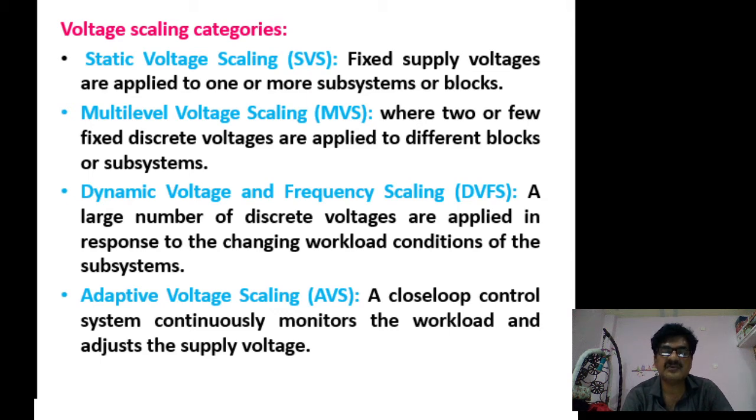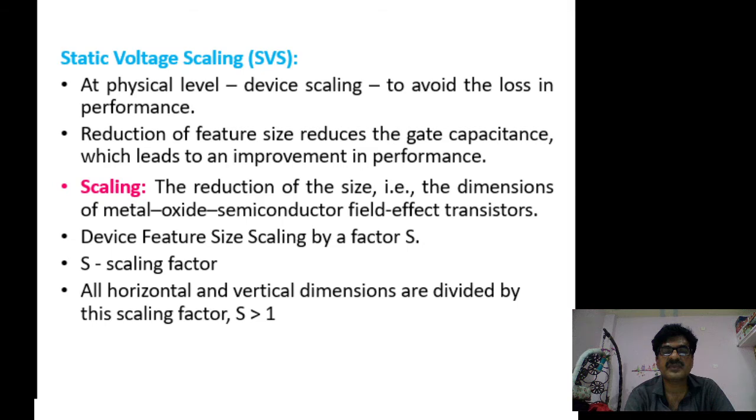So we have 4 different categories of voltage scaling: static voltage, multi-level voltage, dynamic voltage and frequency, and adaptive voltage. Let us see them one by one. Coming to static voltage scaling, while applying the scaling in order to improve the speed, that too at the physical level.